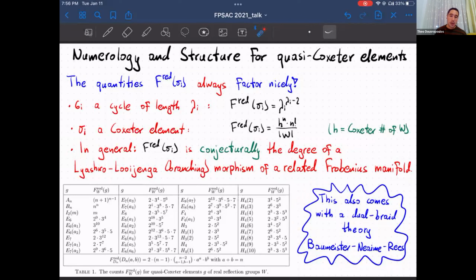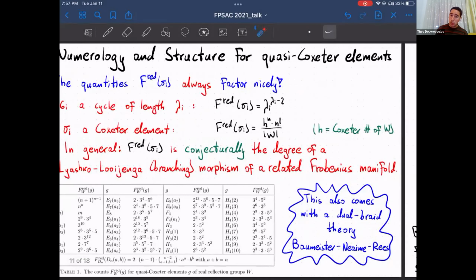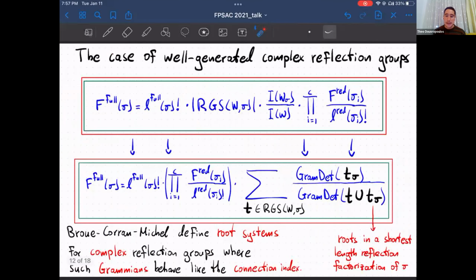Baumeister and Ries developed a way to do presentations for the group just by using the reflection factorizations of quasi-Coxeter elements. If you're an expert on dual braid things, this would sound natural to you, but it's interesting, right? These give presentations of the Coxeter group, not of the braid group, but they do give presentations of something else, possibly the complement of some other discriminant. So cool stuff for the quasi-Coxeter elements.